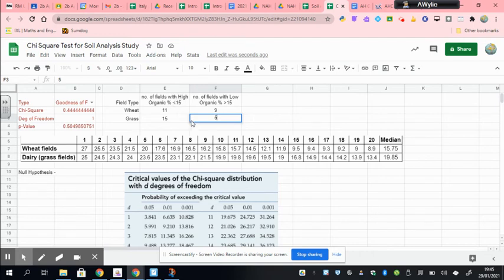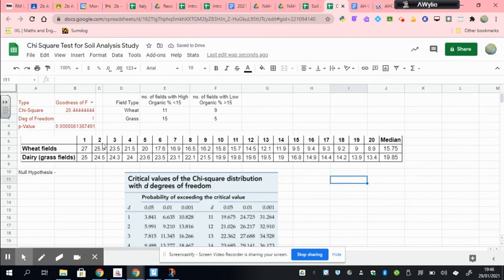But what might shape that is that I have to ensure that I meet a minimum of 5, otherwise I invalidate my result. So for example, in grass, if we had set our cutoff at 14%, we would have only had 2 that were at 14% or below. And that meant that this would have been 2 and this would have been 18. And that would have invalidated our chi-square test. Right, let's just enter that.